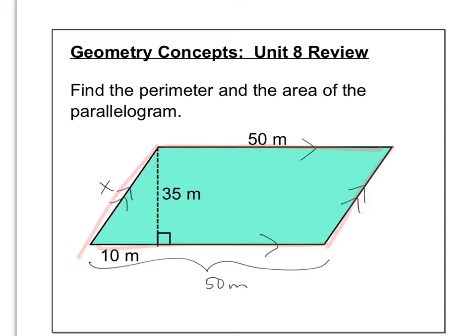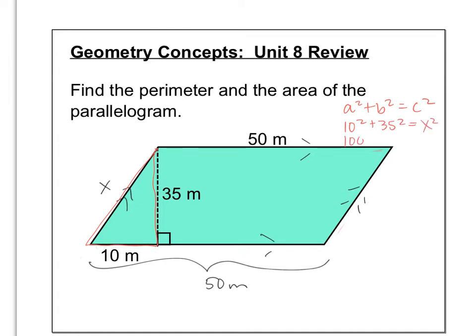So what I'm gonna do is use the triangle over here on the right, and let me just erase some of these pink lines here. I'm going to use this triangle. I'll outline it in red. And I'm going to do the Pythagorean theorem. So I'm going to do a squared plus b squared equals c squared to try to find that distance x that I need for the perimeter. So I'm going to go 10 squared plus 35 squared equals x squared.